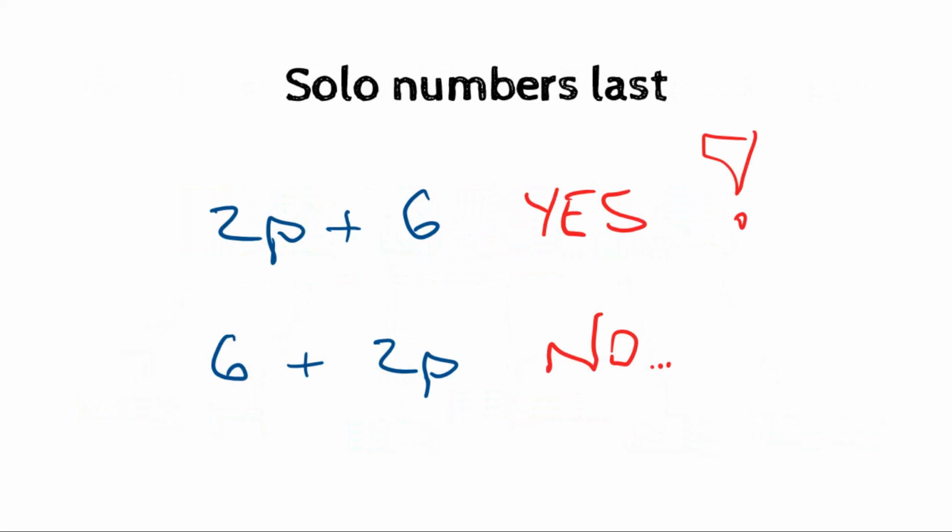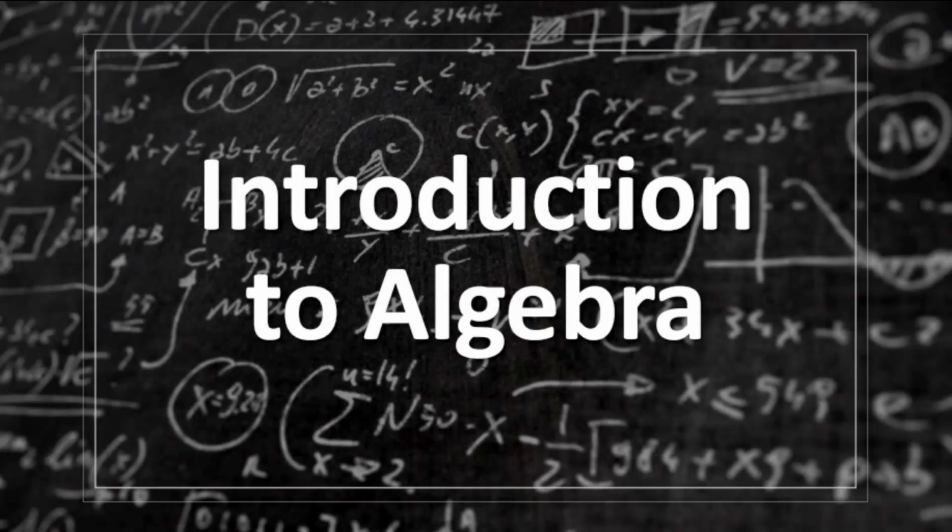And finally, numbers are written last in an expression. So we write 2p plus 6. We don't write 6 plus 2p. So there you go, a quick introduction to algebra, just to get you started down the path.